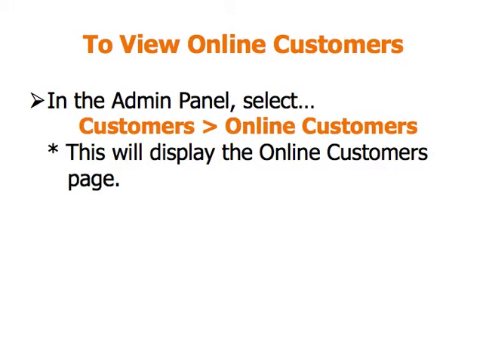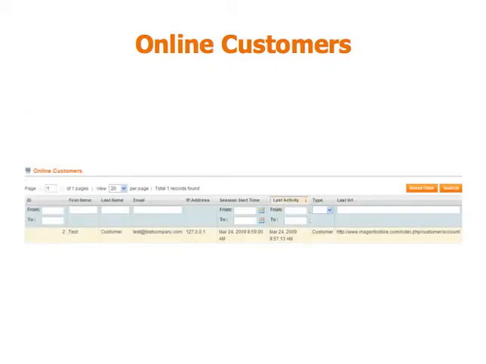In order to view those online customers, in the admin panel, select Customers, Online Customers, and this will display the Online Customers page, which looks like that. You can see that full list of who is online. You can spy on all your customers and hopefully be strategic enough to put some offers in front of them, or at least just get a good feel for what's going on the site at the time.